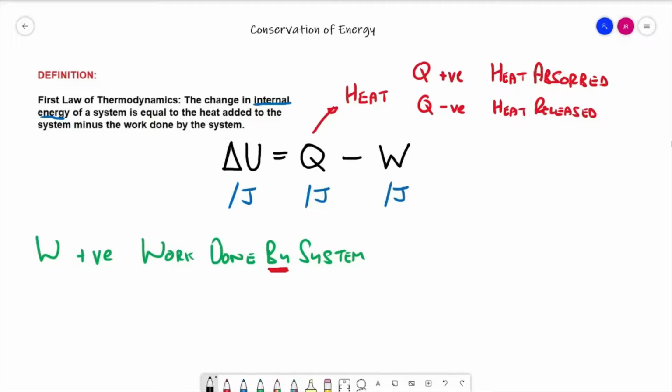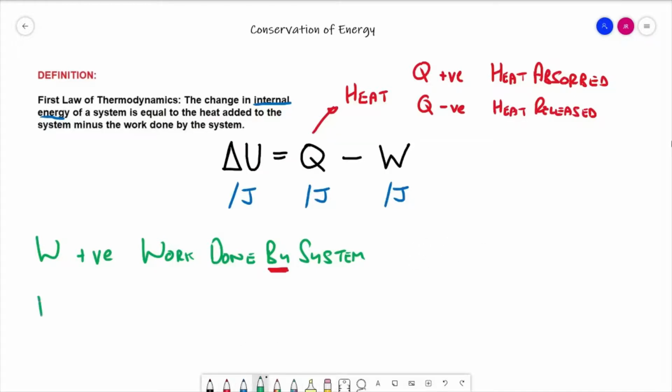Let's assume that Q is going to stay the same, that heat is going to stay the same, or we're not absorbing or releasing heat. Well, if the system is doing work, then what that means is that delta U will be negative. In other words, we're losing internal energy, which makes sense from the definition of work being done by the system.